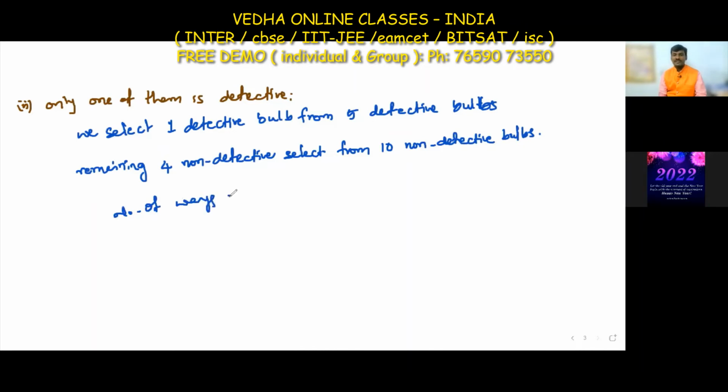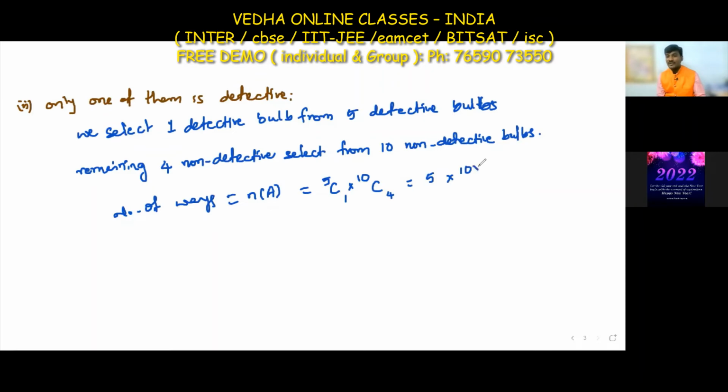Okay, if we consider this as n of A, then how many ways are possible here? From 5 bulbs we are selecting one bulb, that is 5C1, into from 10 bulbs we are selecting the remaining 4, that is 10C4. From 10 bulbs selecting 4, 10C4. Okay, 5C1 is 5 into 10C4.